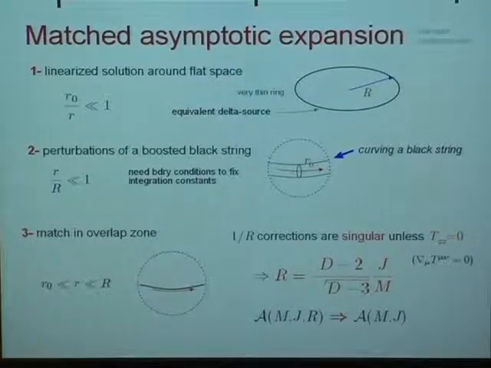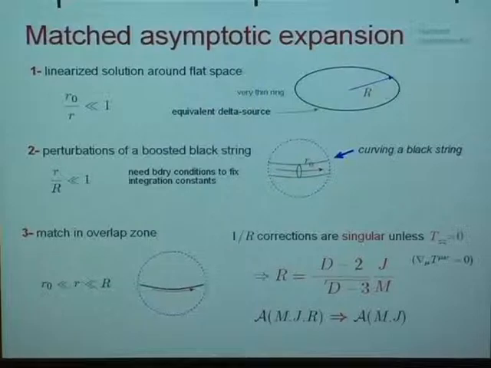Now, if we have this condition, then we can compute the area for this object. In principle, the area would be a function of the mass, the spin, and the radius, but this condition allows us to eliminate R in favor of M and J, and this is the kind of information that we need in order to plot the phase diagram.